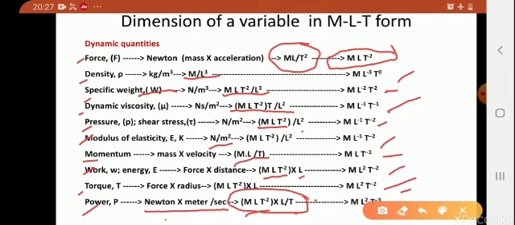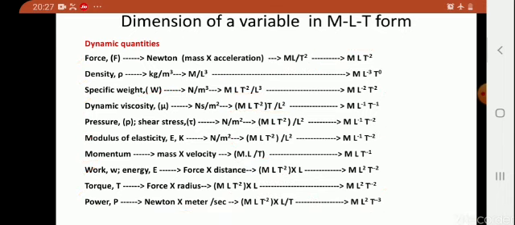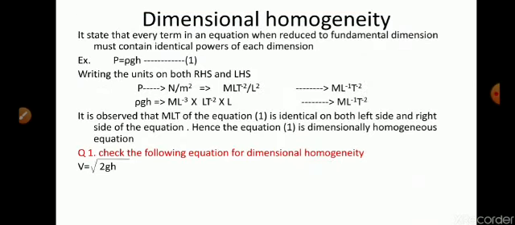So dear students, learning this MLT form is very important. That's why you better note down and make a list of it, and try to remember and try to understand this, because these are the fundamental building blocks, you can say. Based on this only you will learn the next topic of this chapter. So the next topic is dimensional homogeneity.